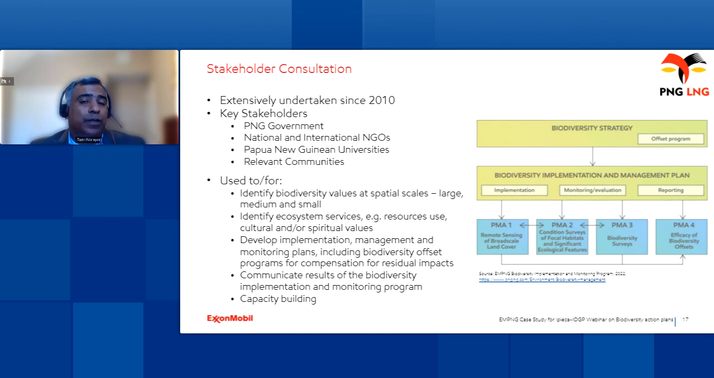As you would expect, the development and implementation of the biodiversity strategy was heavily shaped by early and sustained stakeholder engagement. Stakeholder engagement on this project started in 2010, formally and informally, about its biodiversity strategy and BIMP, and has been ongoing since then. The strategy has been updated to incorporate information acquired from stakeholders and through construction and post-construction assessments.